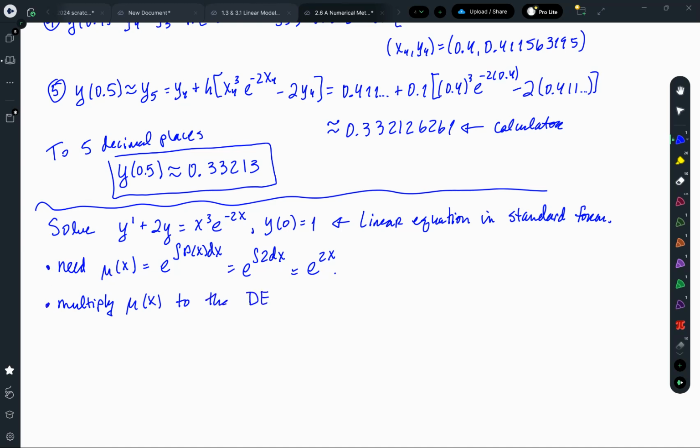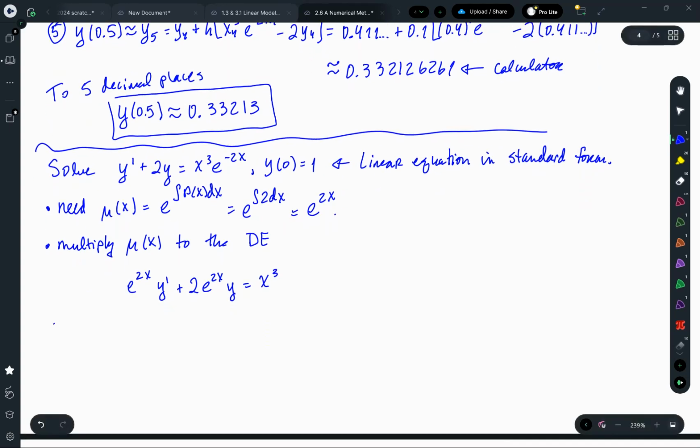So we're doing all of our steps. We get e to the 2x y prime plus 2e to the 2x y is equal to, well, when I multiply e to the 2x to x cubed e to the minus 2x, all the e's go away and we're left with x cubed. Now we're going to integrate, or we're going to solve, actually. It's not really an integration.